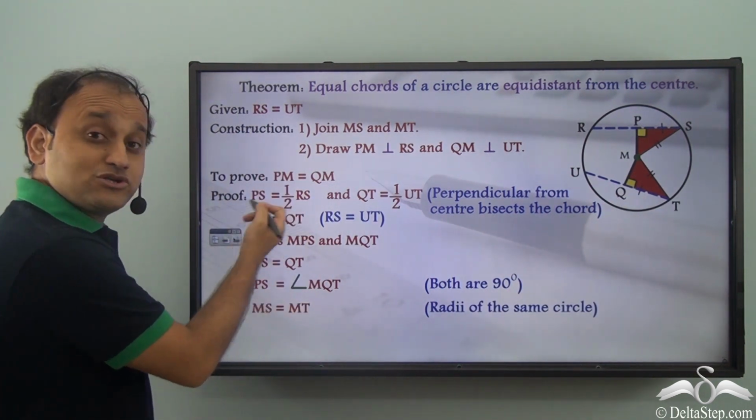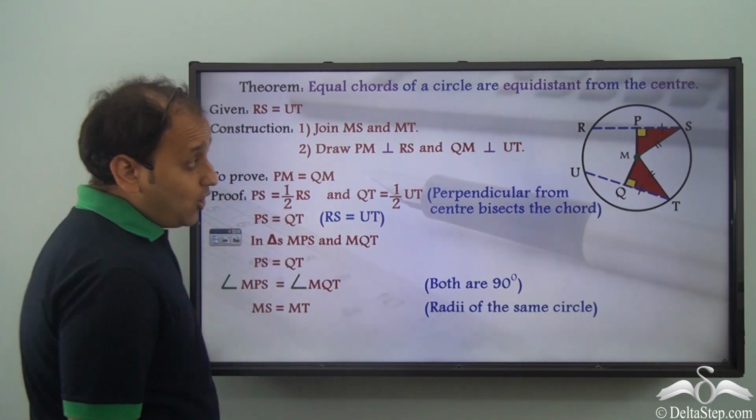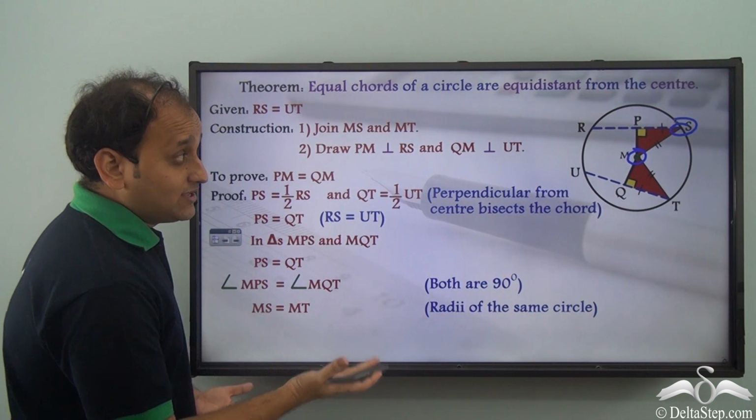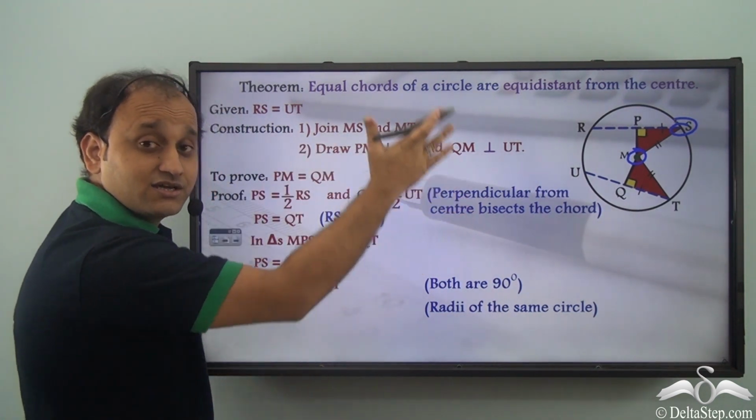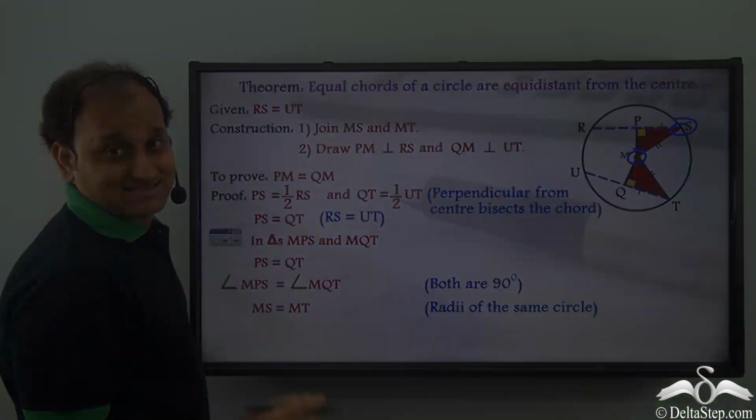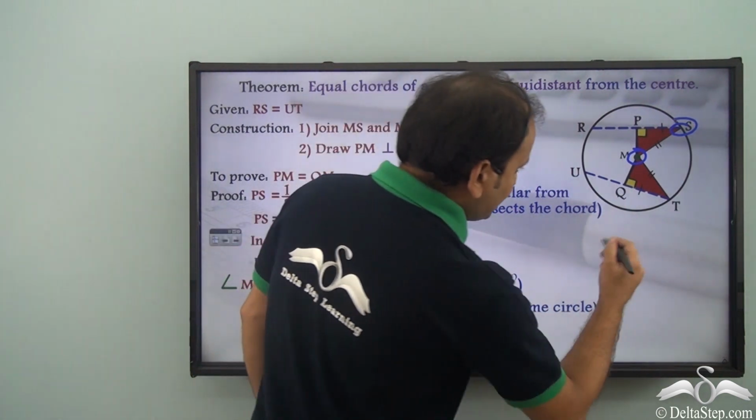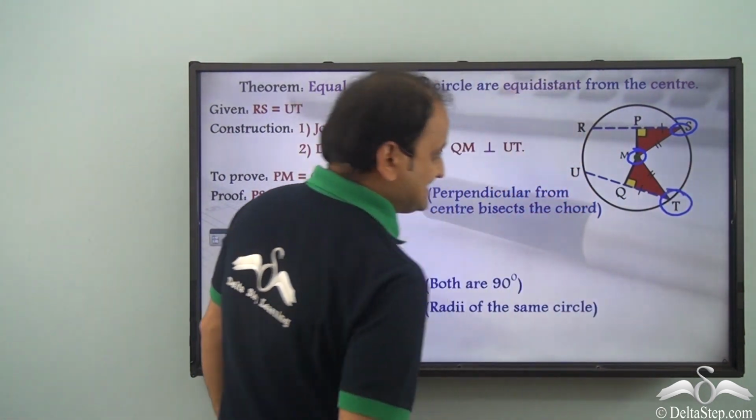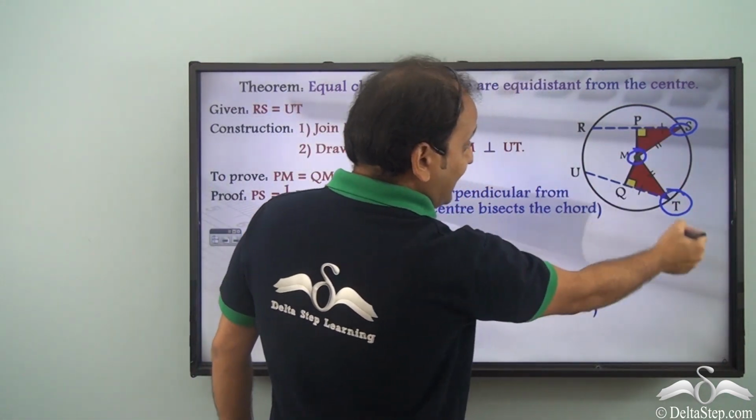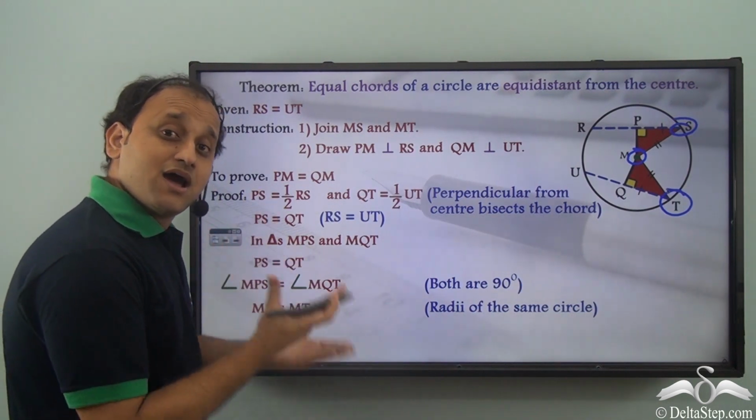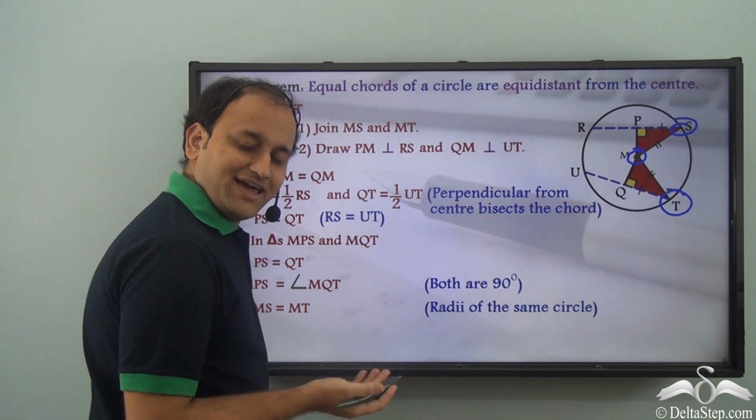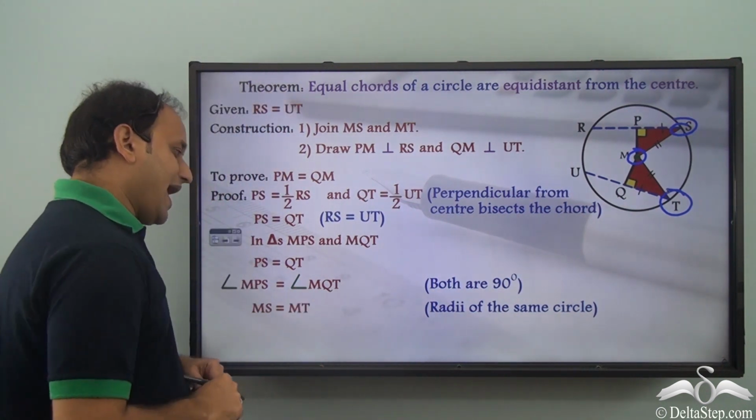Then MS is equal to MT. Why do I say so? Because MS is a line segment that joins a point on the circle S and center M. So MS is a radius. Similarly, we have MT, where we have point T, which is a point on the circle, and we have center M joined by the line segment MT. So it is a radius again. So radii of the same circle will be equal. So MS is equal to MT.